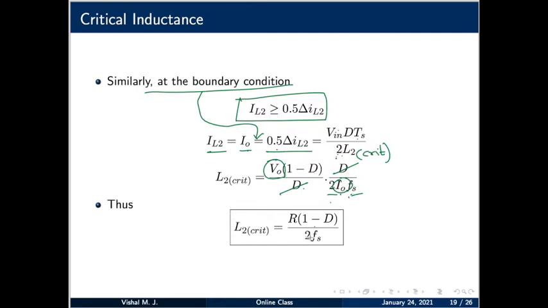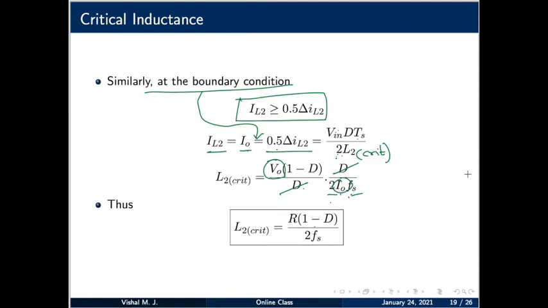If you choose 25% or anything more than this critical value, the circuit will operate in continuous conduction. If L1 and L2 are chosen to be above their critical inductance value, then the current through them will be in continuous conduction, which means the circuit will be operating in continuous conduction mode. So this is how you design the values of L1 and L2. C2 we have already found out.